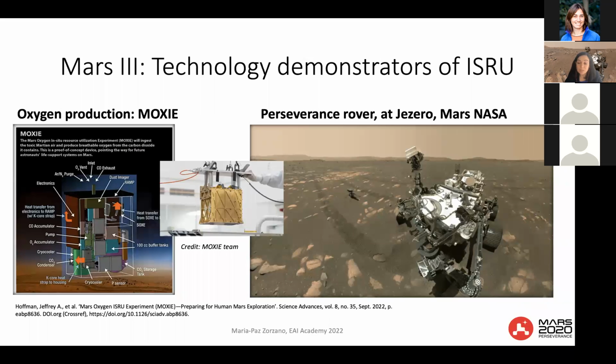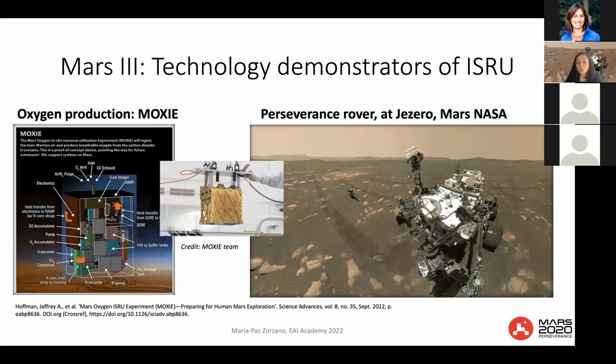Right now, as we speak, there is a beautiful instrument called Moxie that is operating within Perseverance rover. And Moxie is a technology demonstrator. That means that it's producing something useful, but in small amounts. In the future, if this works, then it can be scaled up. And what Moxie is doing is producing oxygen by absorbing CO2 from the atmosphere and breaking it up into oxygen and then carbon.